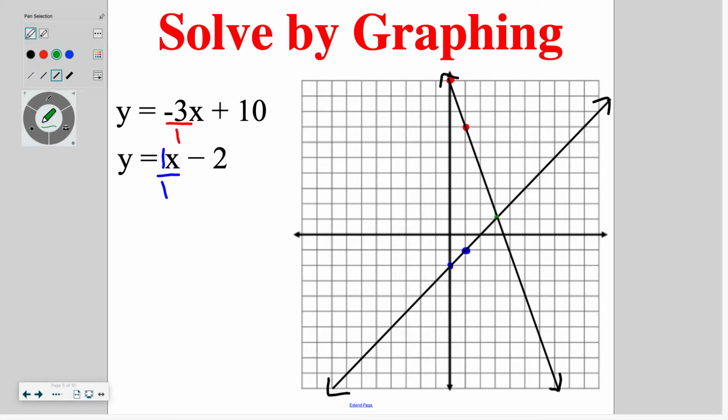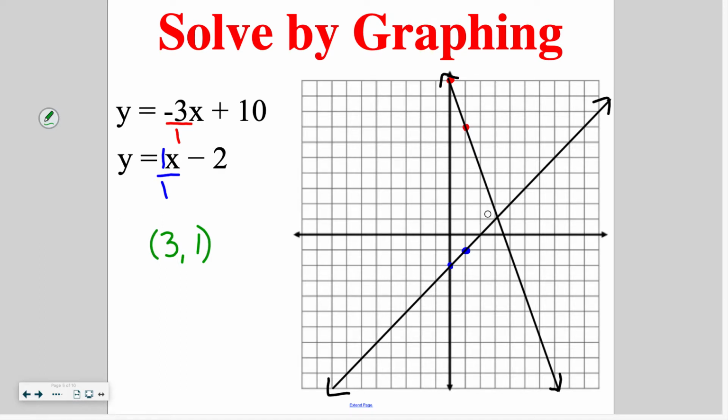In this case, our intersection is at 3, 1. Now, you are able to go back and check if this is actually the solution. So if I plugged it in, negative 3 times 3 is negative 9 plus 10 is equal to 1. 3 minus 2 is equal to 1. So this intersection point is, in fact, the answer to our system.